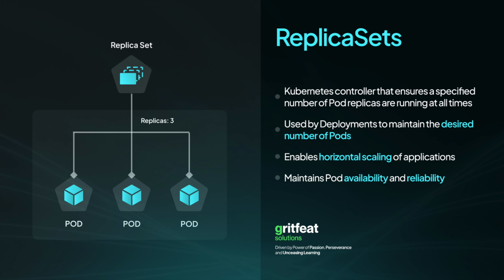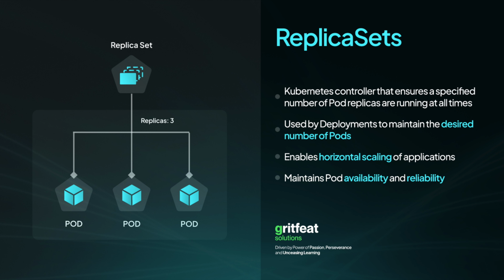As you can see in the diagram on the left, if this replica set says replicas: 3, it will always try to keep 3 identical pods running. It's mainly used by a higher-level object called deployments to maintain the desired number of pods. Why is this useful? It enables horizontal scaling, meaning you can easily increase or decrease the number of pods running for your application to match the demand of the users or the incoming traffic. And it maintains pod availability and reliability. If a pod dies, the replica set automatically creates a new one to replace it. Think of it like a self-healing mechanism for your application instances.